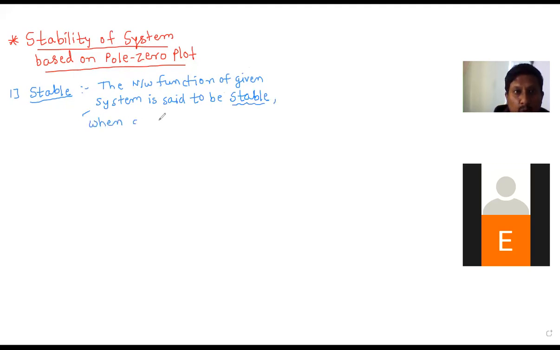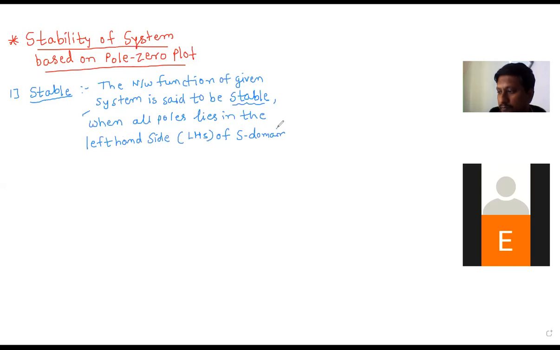when all poles lie in the left hand side, LHS, of the S domain. Not a single pole should appear on the right hand side or on the imaginary axis. Write S domain. So second one, marginally stable.